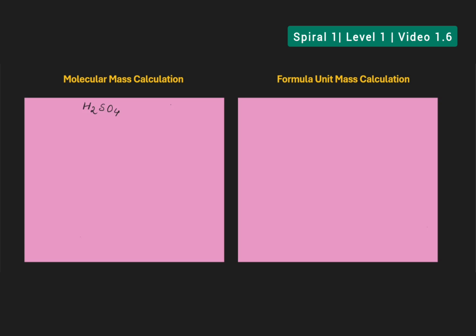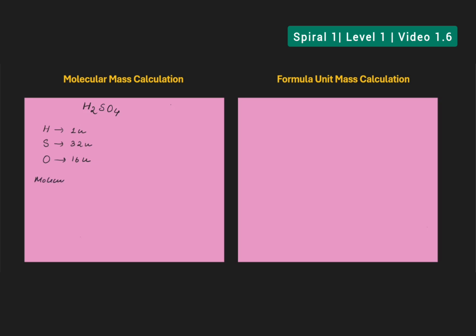So now we know the formula. Now we need to know the atomic masses. So what are the atoms of the elements involved in this compound H2SO4? Hydrogen. What is the atomic mass of hydrogen? It is 1 u. What is the atomic mass of sulfur? It is 32 u. What is the atomic mass of oxygen? It is 16 u. All right, so now we will calculate the molecular mass.